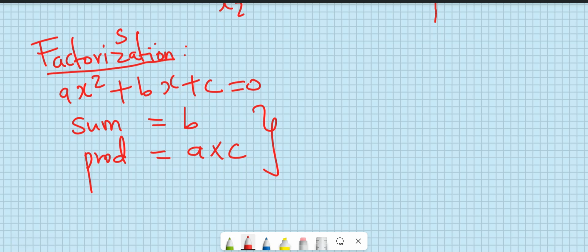So you need to be quite conversant with this formula, because this is the most commonly used method of solving a quadratic equation, and it's very interesting. So we use the same example that we used before.